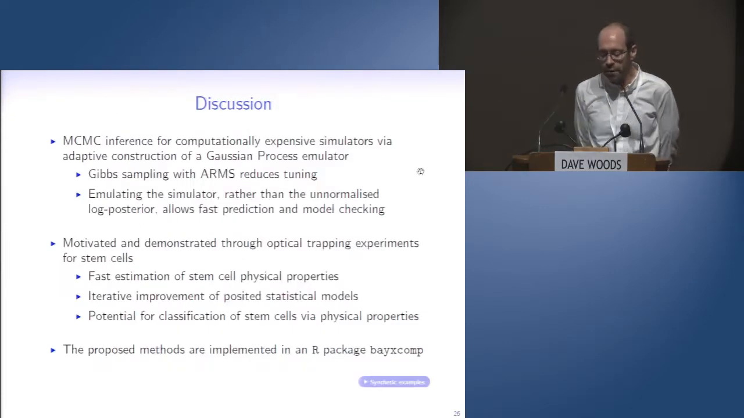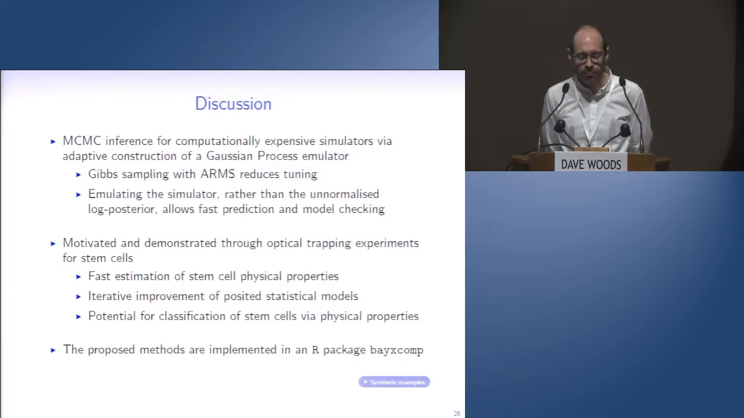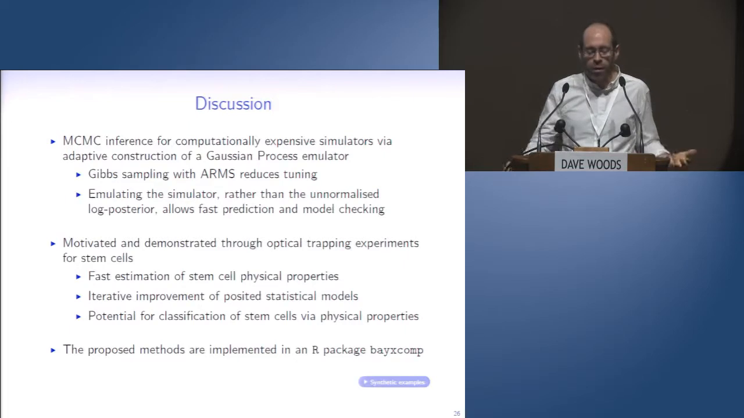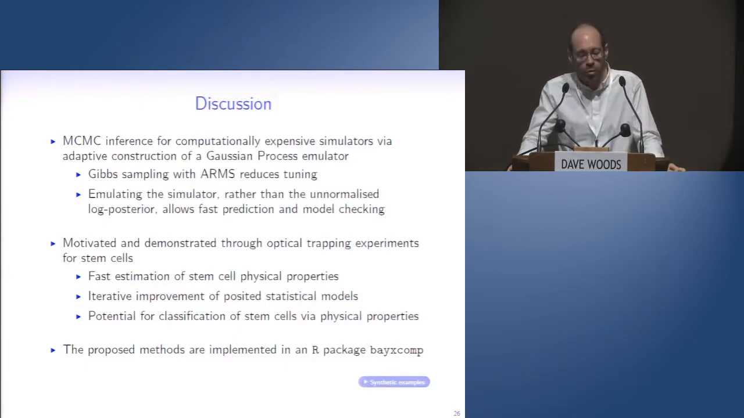Okay, so to wrap up then, we've looked at how we can do MCMC inference for computationally expensive computer models using emulators based on Gaussian processes, essentially. So we've used Gibbs sampling with adaptive rejection Metropolis sampling to reduce the amount of tuning that's required to try and improve the computational efficiency. And we've emulated the simulator rather than the unnormalized log posterior, which allows fast prediction and, importantly, the model checking.